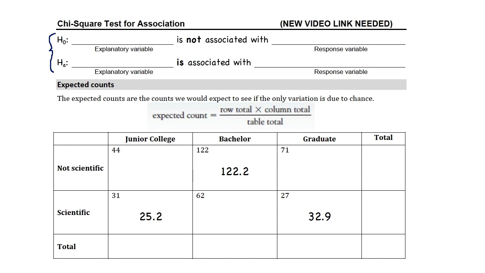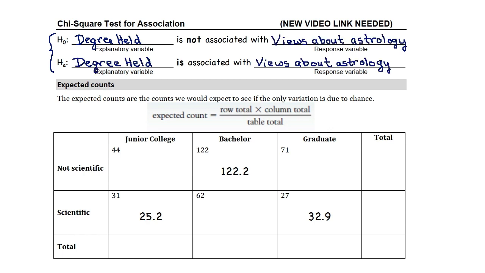So in this case, my explanatory variable is degree held, and my response variable is views about astrology. Note that even though, because these are categorical variables, the test is in some sense comparing proportions, there's not a clean way to write the hypotheses in terms of proportions because it gets rather complicated what comparison we're really making. So we instead make the hypotheses just in terms of our variable names every time.